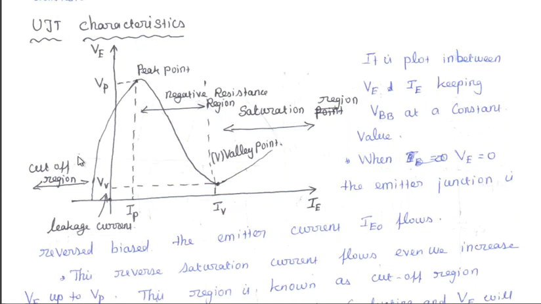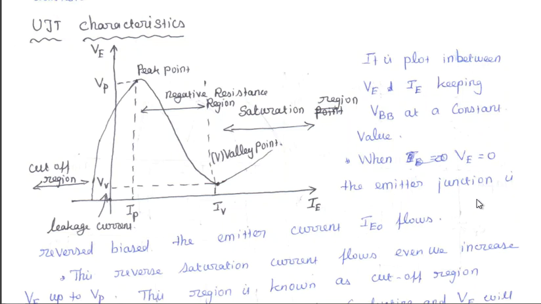One is the cutoff region, another is the negative resistance region, and another is the saturation region. For the cutoff region, the emitter voltage VE is less than VP and the PN junction is reverse biased. Only a small reverse saturation current IE flows through the device, which is negligibly small, in the order of microamps. This condition remains till the peak point.